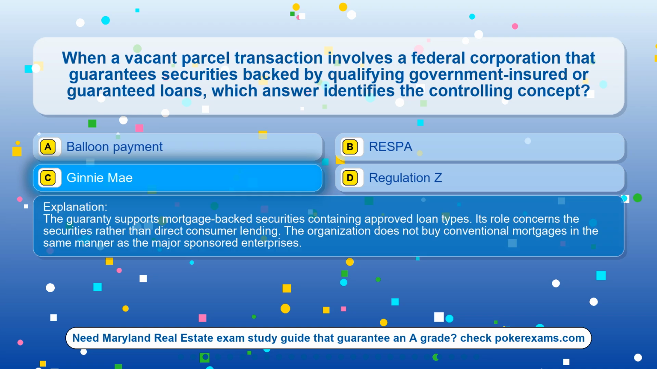The guarantee supports mortgage-backed securities containing approved loan types. Its role concerns the securities rather than direct consumer lending. The organization does not buy conventional mortgages in the same manner as the major sponsored enterprises.